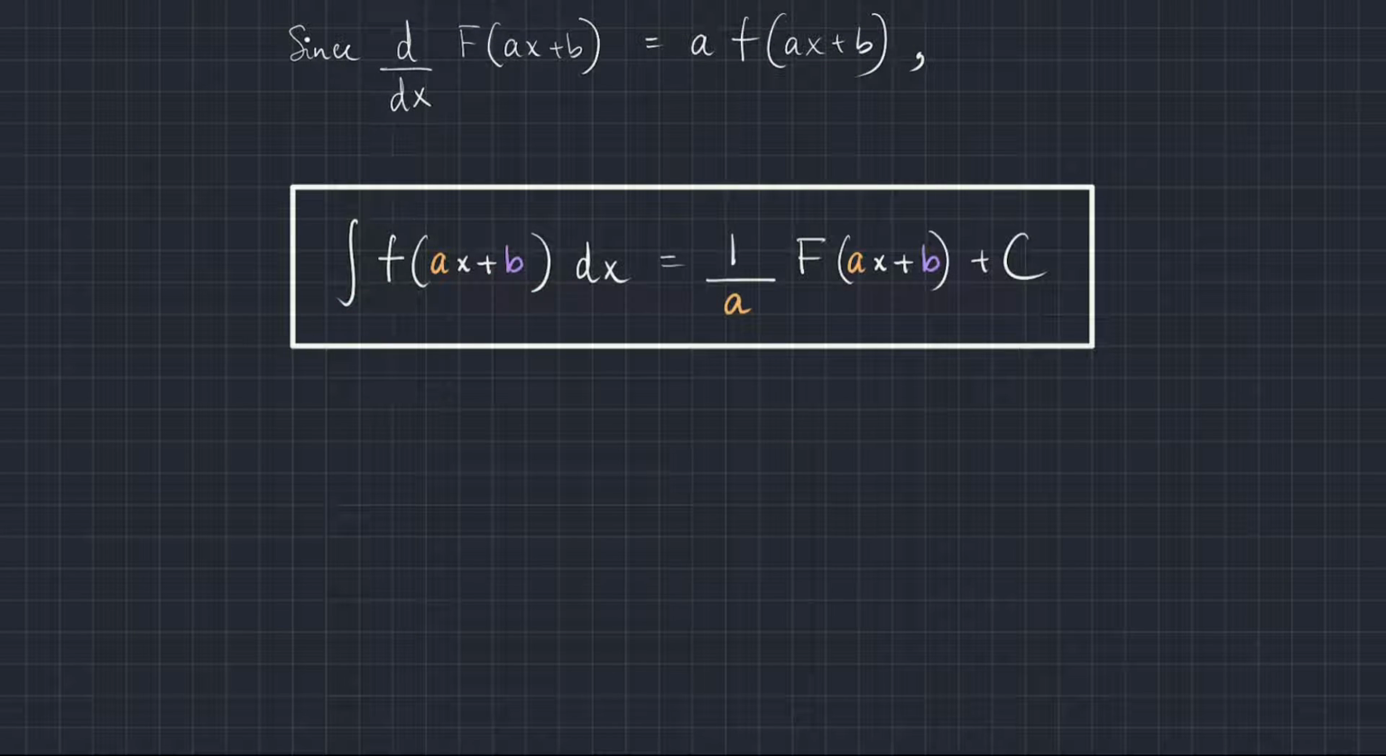Combining both the rules that we learned, we can see that if the derivative of big F of ax plus b is a times f of ax plus b, which just follows from the chain rule for differentiation, following a similar procedure and integrating on both sides, we should get that the integral of f of ax plus b dx is 1 over a times big F of ax plus b plus c.